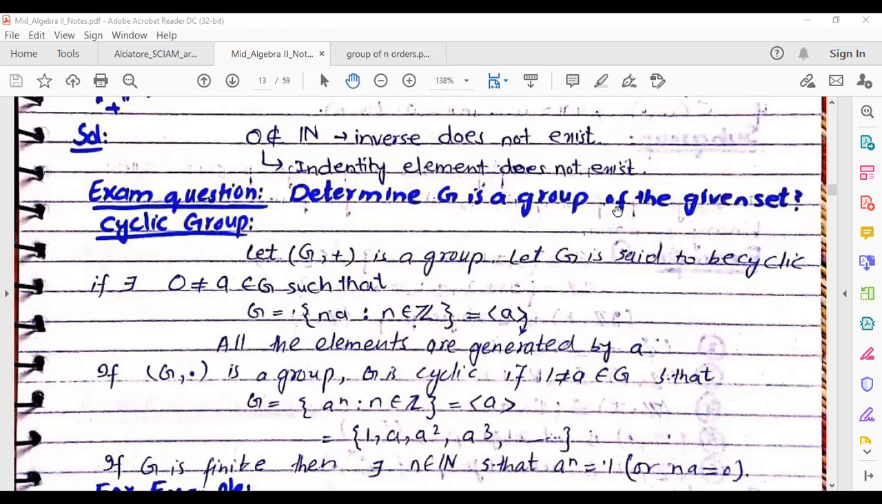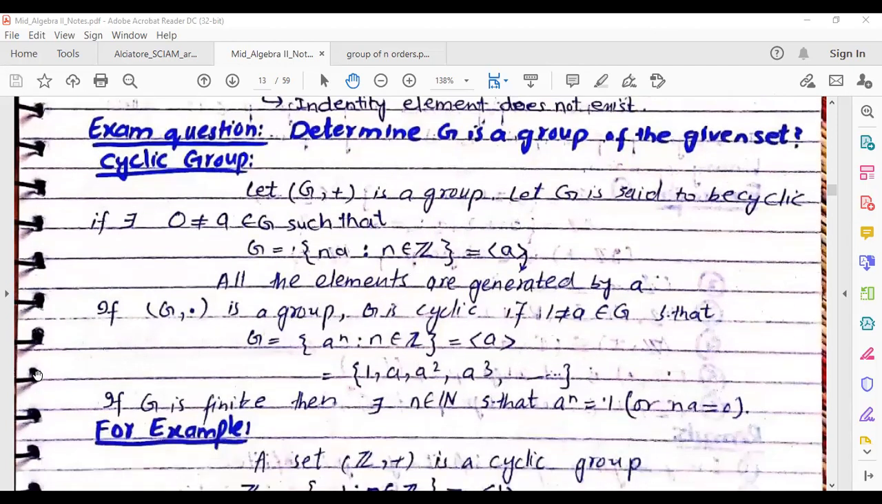For example, a square, a cube. If you have such an element a, then a squared, then a cubed, and so on, a to the 4, a to the 5, and so on. All these elements can be generated with the help of a. We take 1 multiplied by a, then a multiplied by a, then a squared multiplied by a. So that's why a is our generator. The generator can vary from group to group. So here is the generator.